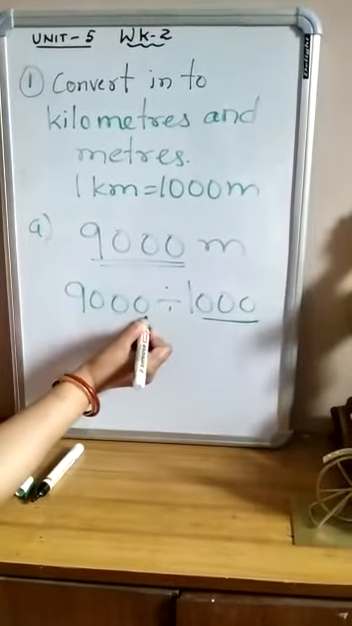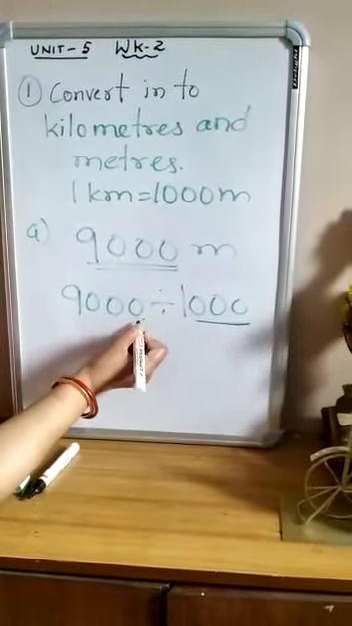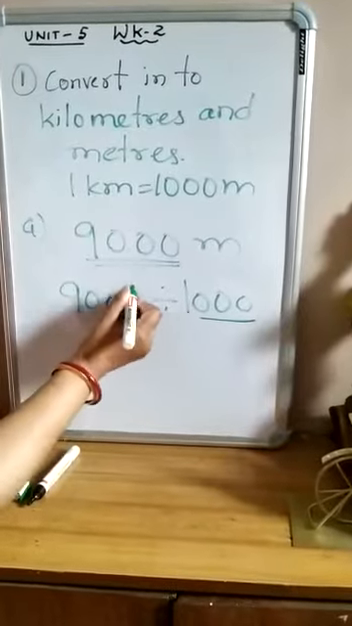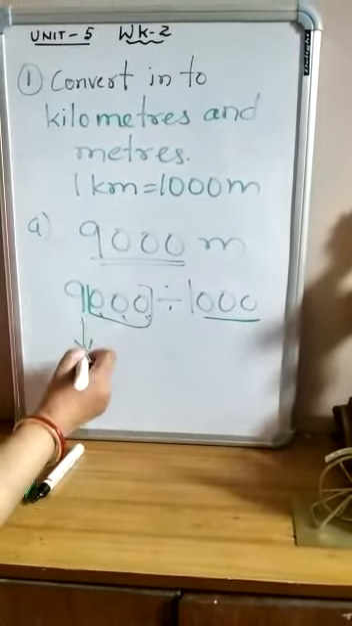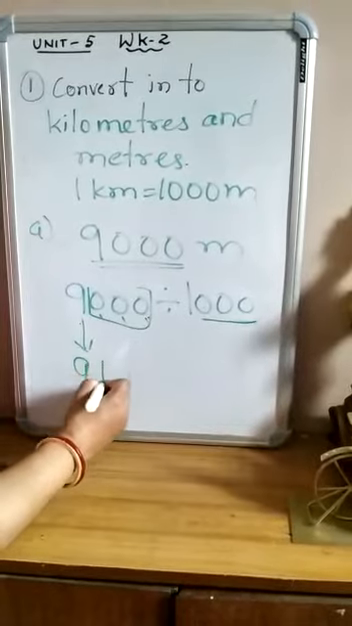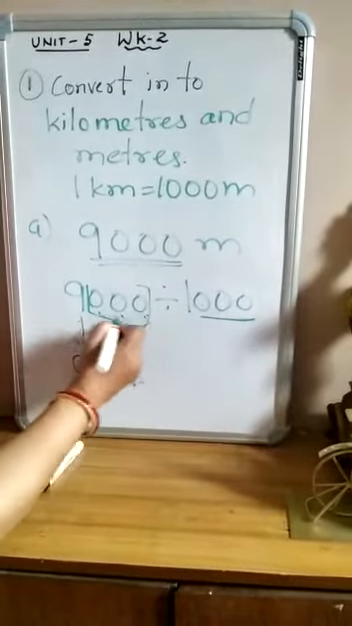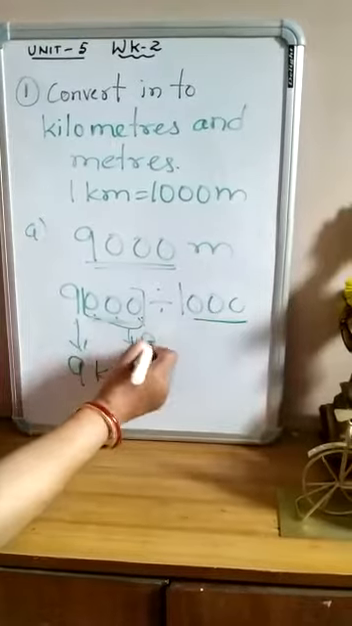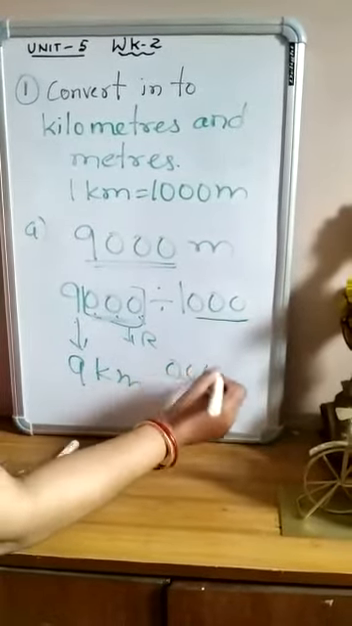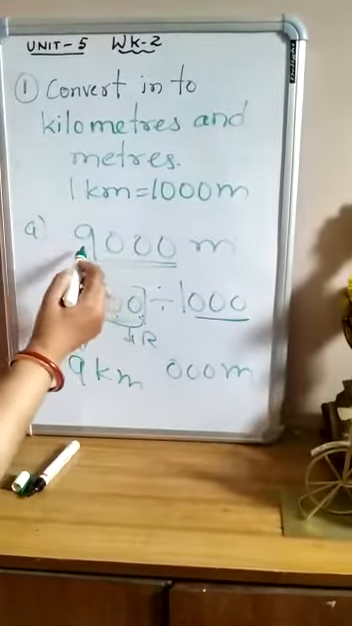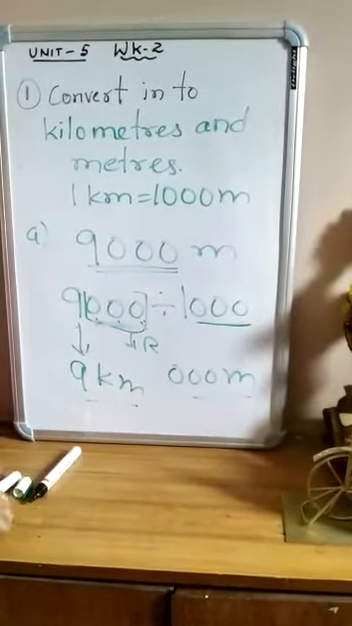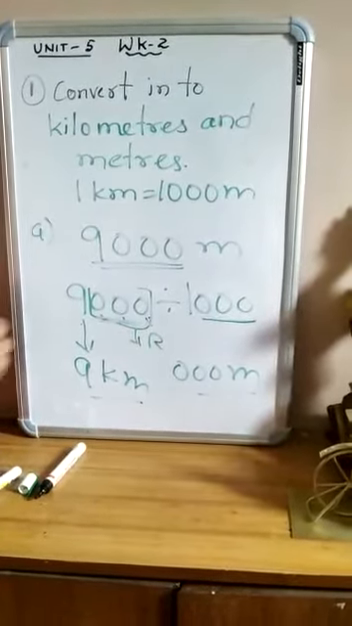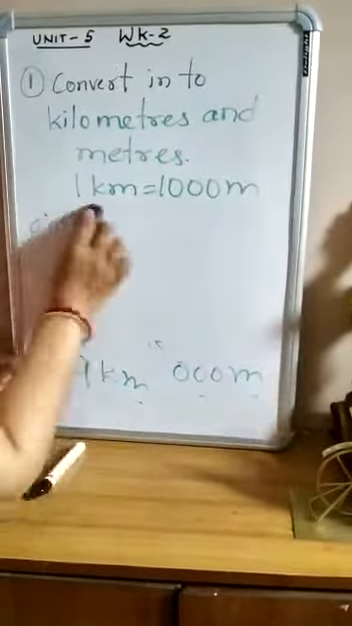So while dividing I will take away the 3 zeros, 1, 2, 3. So 3 zeros will be taken away and this single digit 9 is left. So 9 will become kilometer, and these 3 zeros, this is the remainder, these 3 zeros will become meter. So in this way 9000 meter is converted into kilometer and meter. Okay. Now let us take another example.